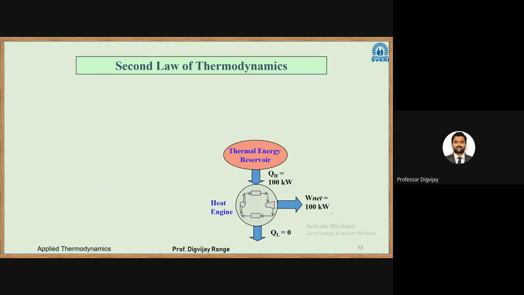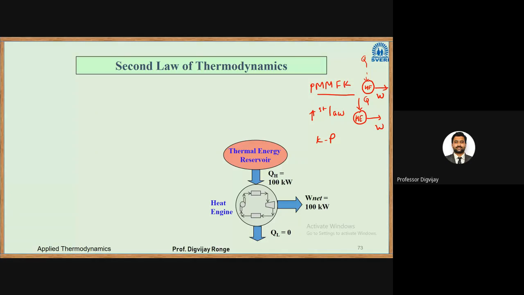We'll see. First we have seen PMM-FK, perpetual motion machine of the first kind, which continuously does work without any heat input. Now the first law states that this is not possible, but instead of that, this is possible. But the Kelvin-Planck statement states that this is also not possible.